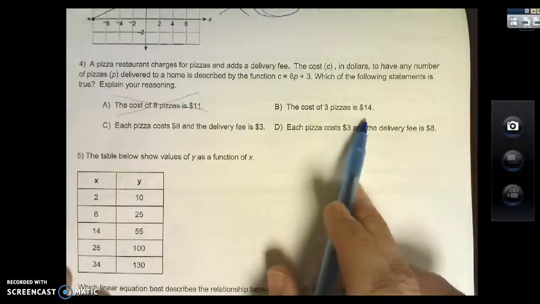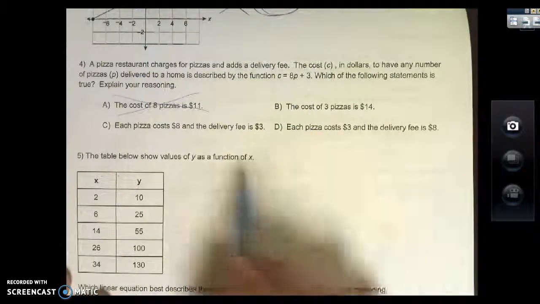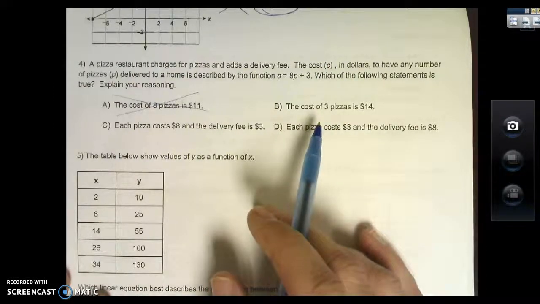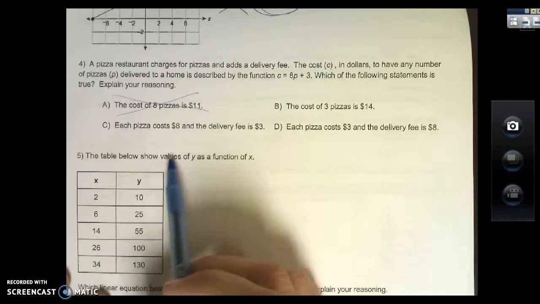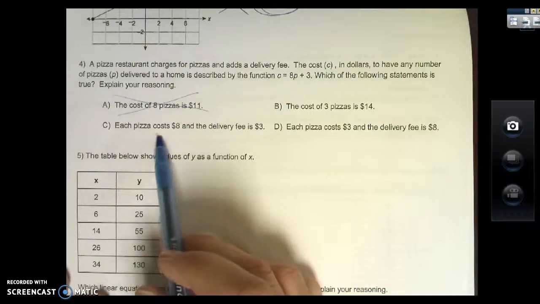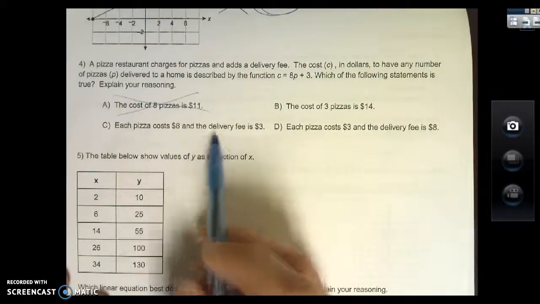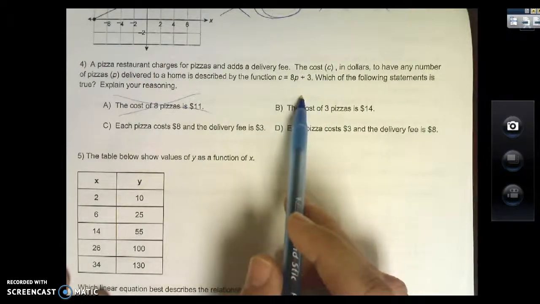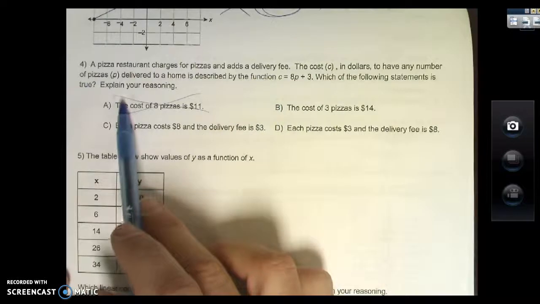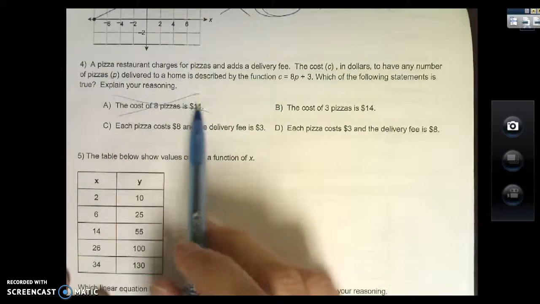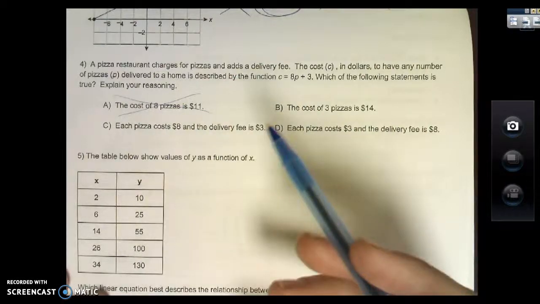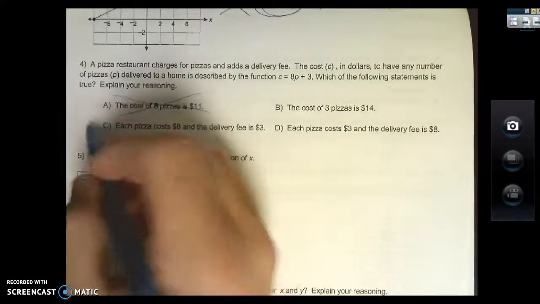The cost of 3 pizzas is $14. It's possible, okay? But let's check out the other ones. Each pizza costs $8 and delivery fee is $3. Okay, look at your cost right here. The 8's in front of the number of pizzas. That means the price per pizza. And the $3 tacked on is just how much you're paying no matter what for delivering. This one's looking pretty good.